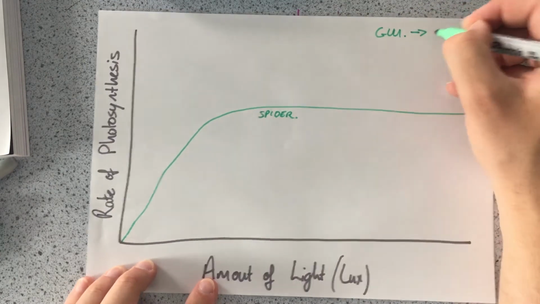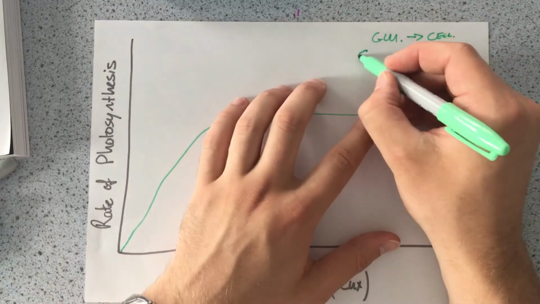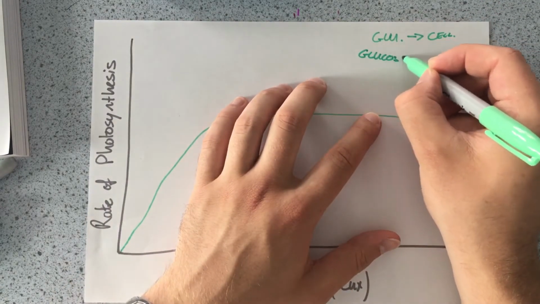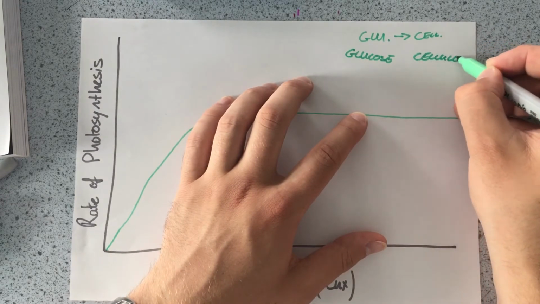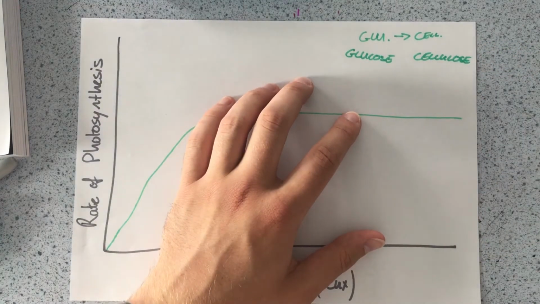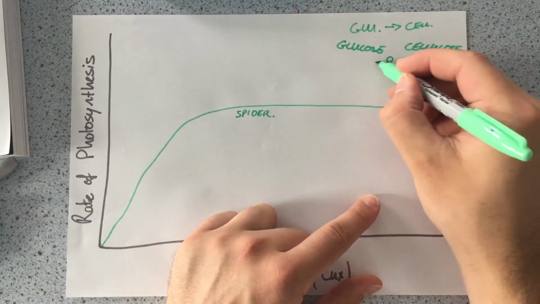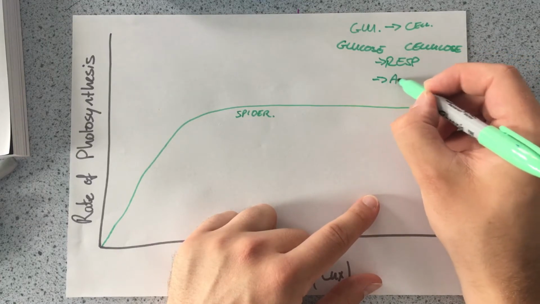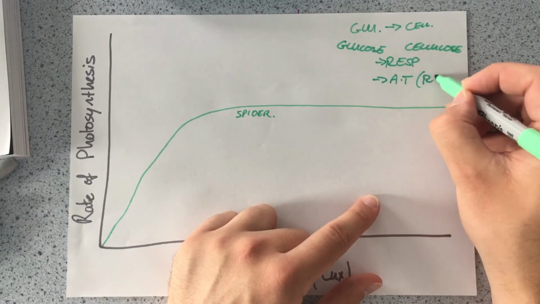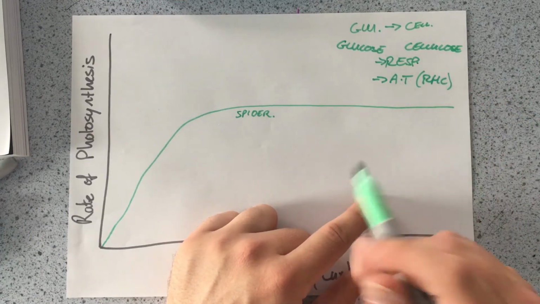That glucose can be used to make cellulose, which I will abbreviate to cell. And I'll write this spelling out for you. So the glucose here is going to get turned into the cellulose there. And that is going to be used for growth. The glucose is also going to be used for respiration and for active transport in the root hair cells. So respiration, active transport, root hair cells.